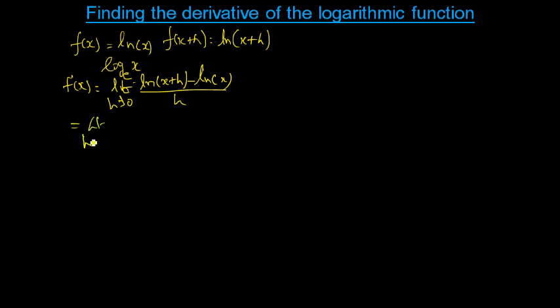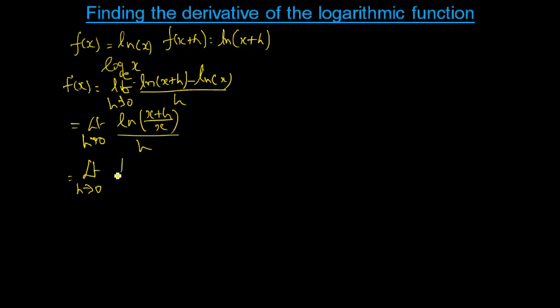Using the property of logarithms, ln a minus ln b is ln of a over b, this becomes ln of x plus h over x, over h. Again, we cannot substitute the value of h as 0 directly here. It gives you 0 over 0. Hence, again, we need to cook up a little bit.